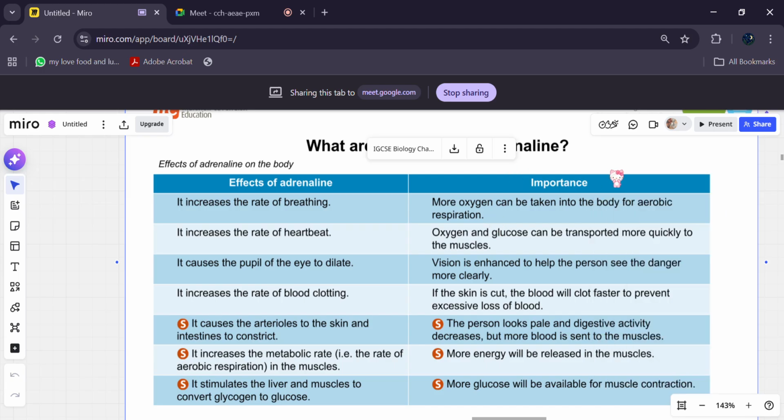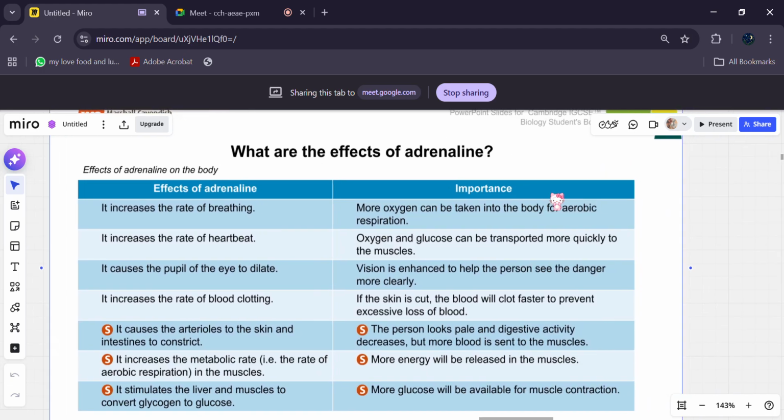Now let's talk about one of the effects of adrenaline. Adrenaline is a type of hormone that is produced in the body. What does it do? Well, basically, it causes our body to increase its rate, making us breathe faster, run faster, becoming stronger than we normally are. As you can see in the table, it explains the effects of adrenaline, which increases the rate of breathing and increases the rate of heartbeat.